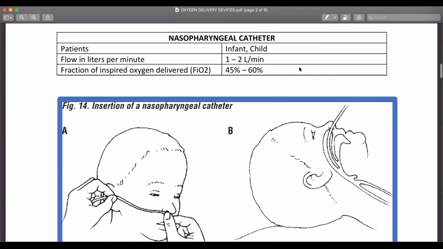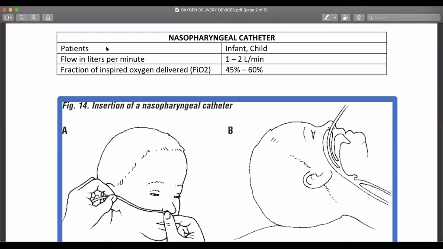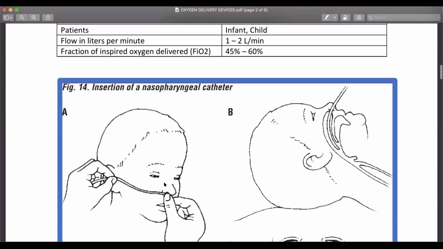If we're talking about the nasopharyngeal catheter, the patients that you can use this on are infants and children. And the flow can only be 1 to 2 liters per minute. So this is a low flow device. But as you can see, you measure the nasal catheter by going from the child's nare or nostril to the front of the ear, or the tragus. And that is the length of the catheter that should be inserted into the patient.